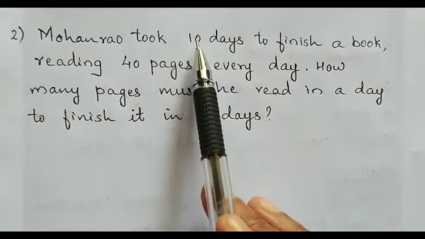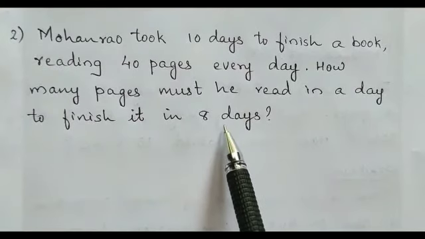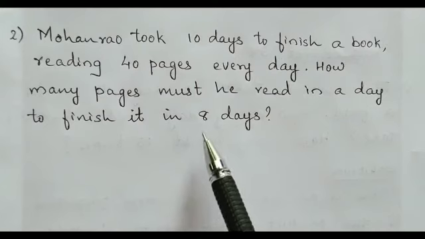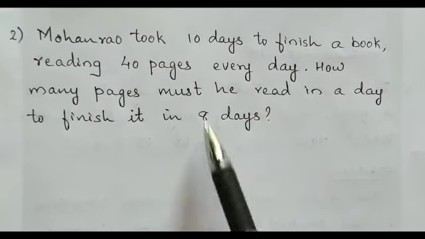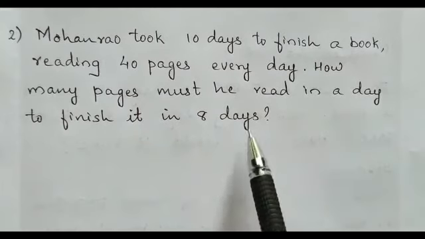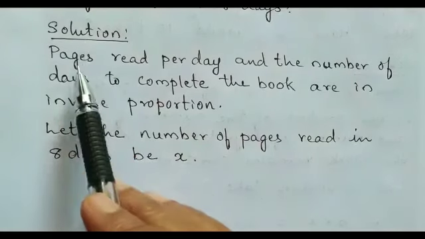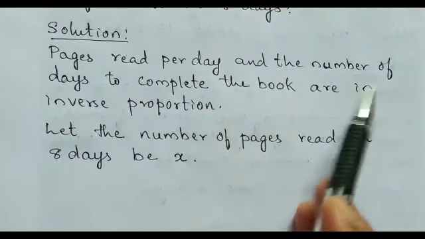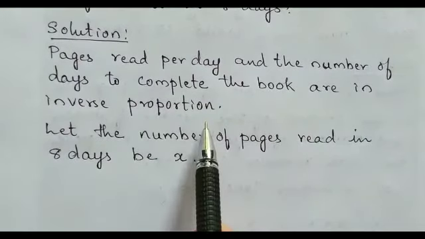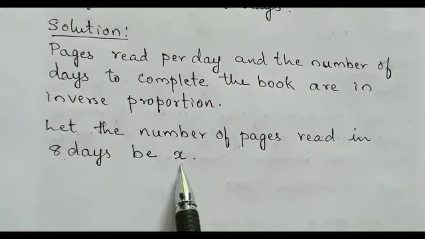Here the number of days have come down from 10 days to 8 days. So since the number of days have come down, he will have to read more number of pages in a day. Let's assume that he must read X pages in a day to finish the book in 8 days. So the solution is, pages read per day and the number of days to complete the book are in inverse proportion. Let's assume that the number of pages read in 8 days be X.